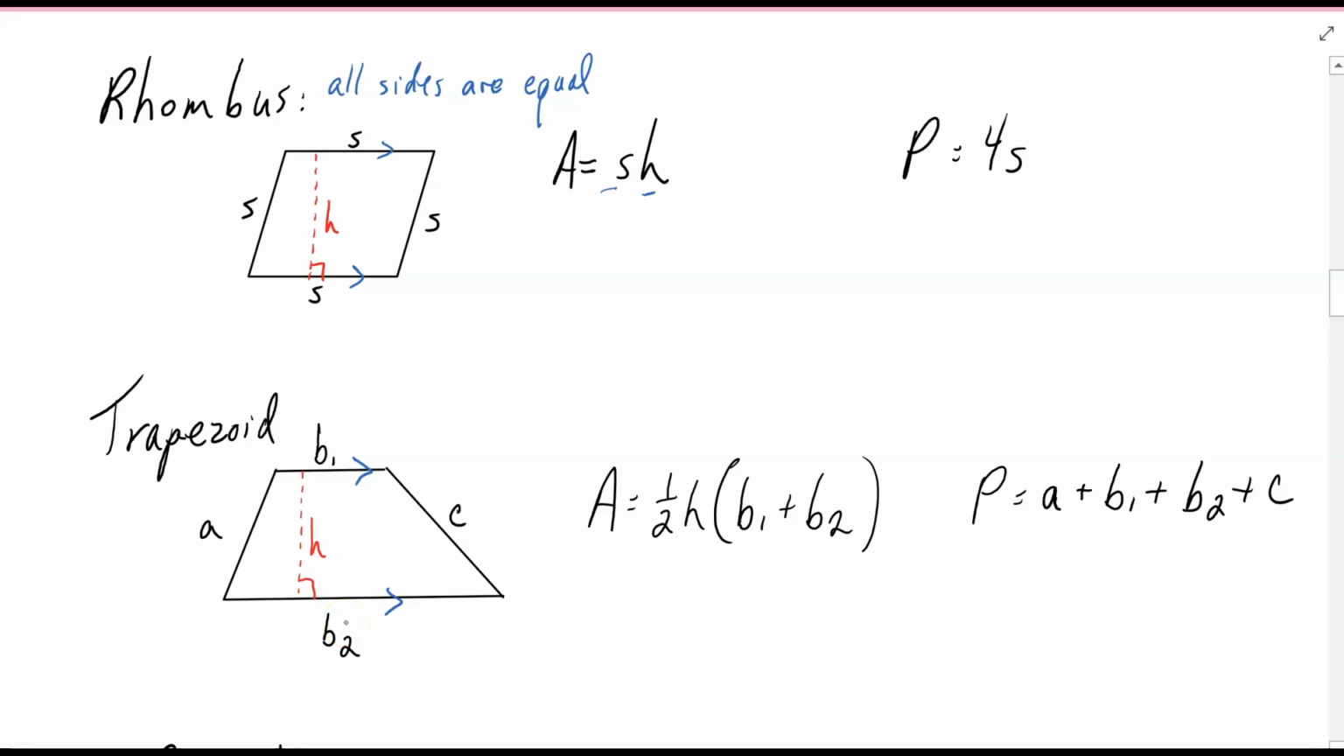The area of a trapezoid is 1/2 the height multiplied by the sum of B1 plus B2. In a sense, we take the average, 1/2 of B1 plus B2. You take the average of the bases and you multiply by height. So it's another way to rearrange it, but that's where the formula comes from. And the perimeter is the sum of all 4 sides.